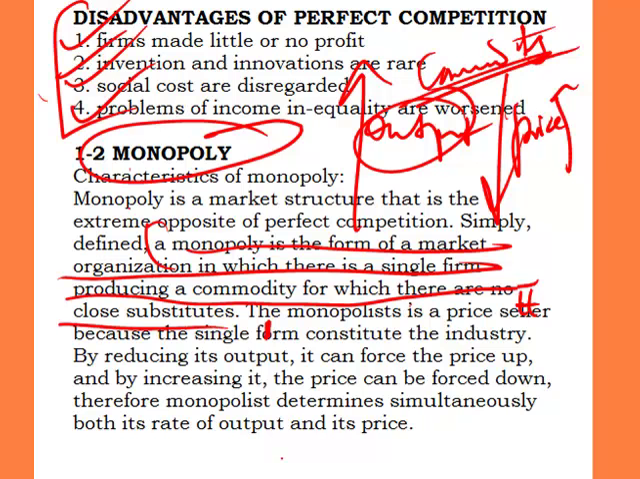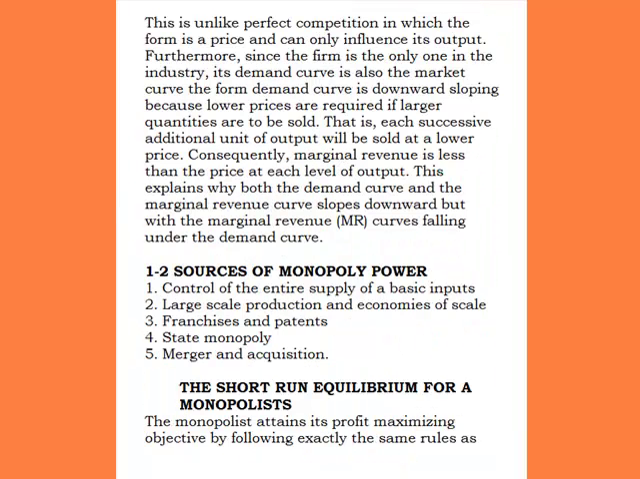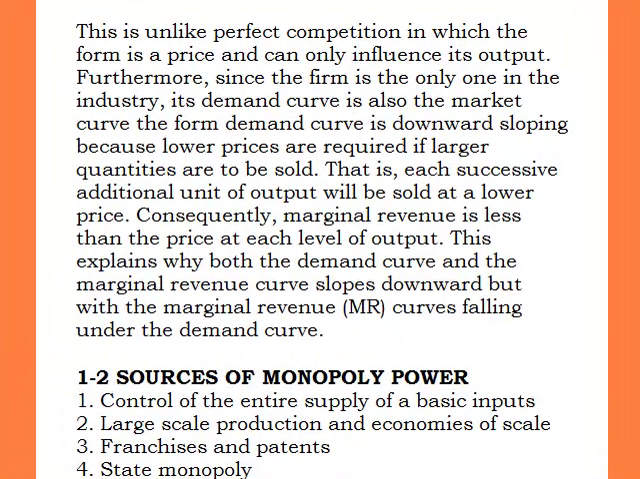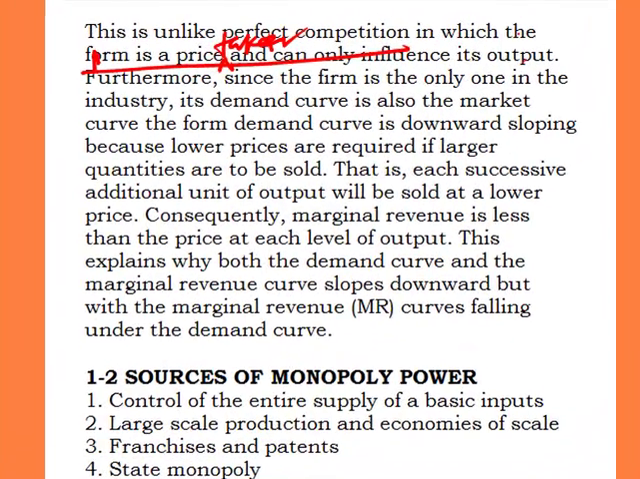Therefore, a monopoly determines simultaneously both its rate of output and its price. This is unlike perfect competition, in which the firm is a price taker. They just take the price which the market sets. That's under perfect competition, and the firm can only influence its output.